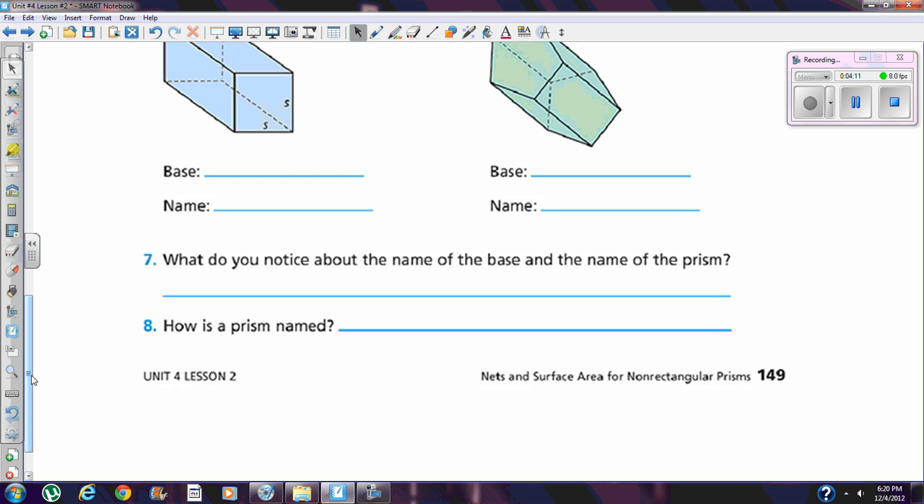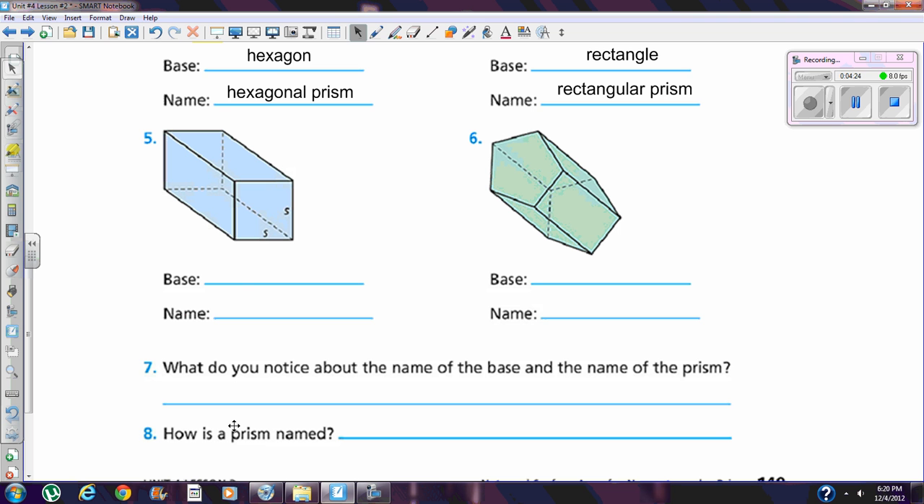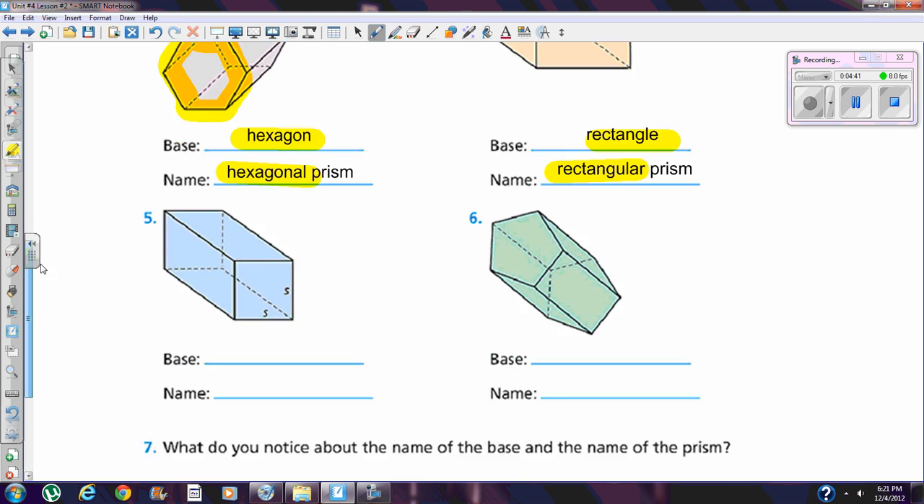On number 7, it says, what do you notice about the name of the base and the name of the prism? Hopefully you notice that they are the same except for the suffix on the name of the prism. So what they mean by that, if you look at hexagon, for example, and then the suffix hexagonal. Look at rectangle, and it's rectangular prism. The suffix at the end is different.